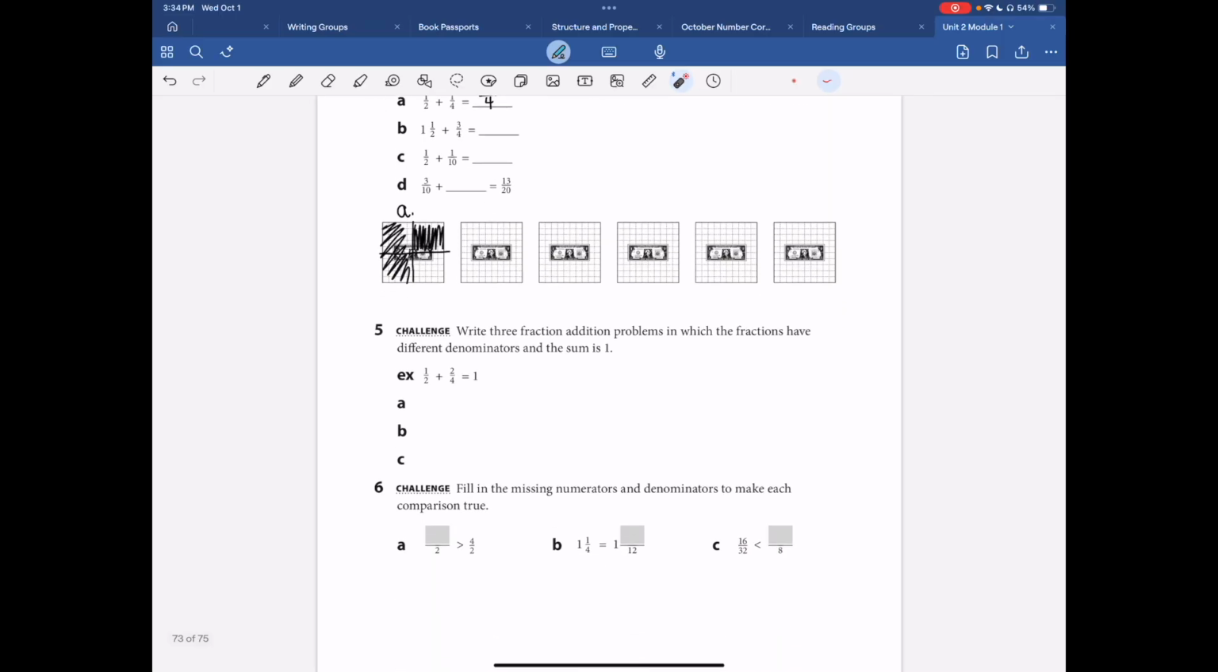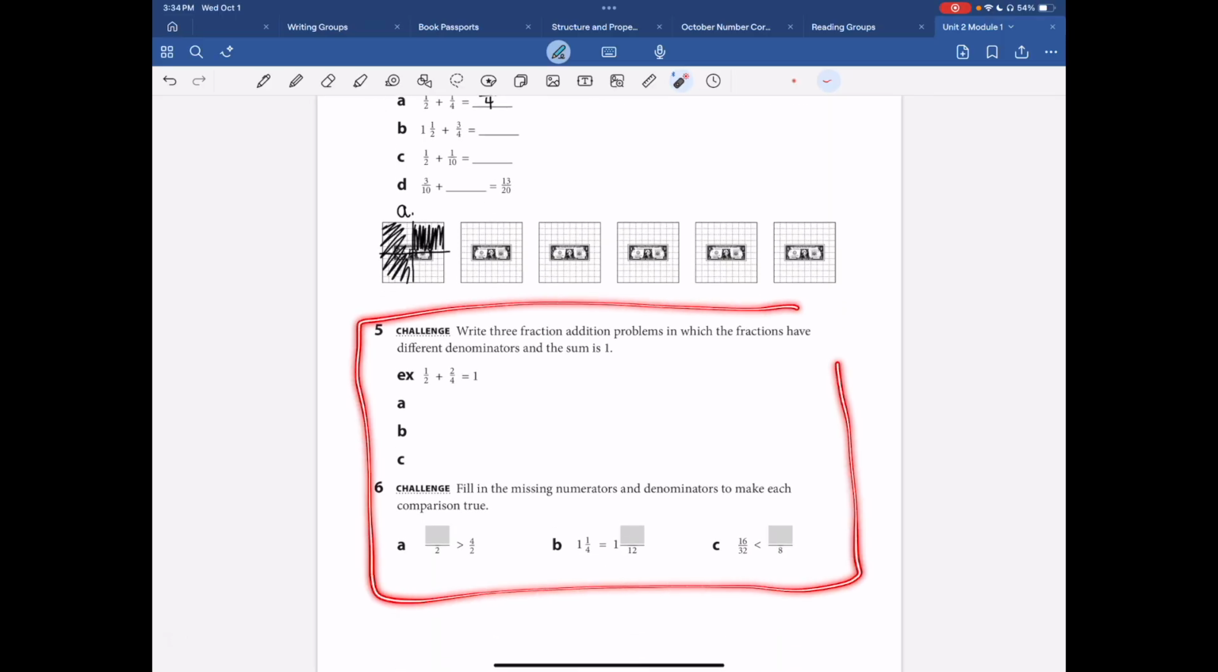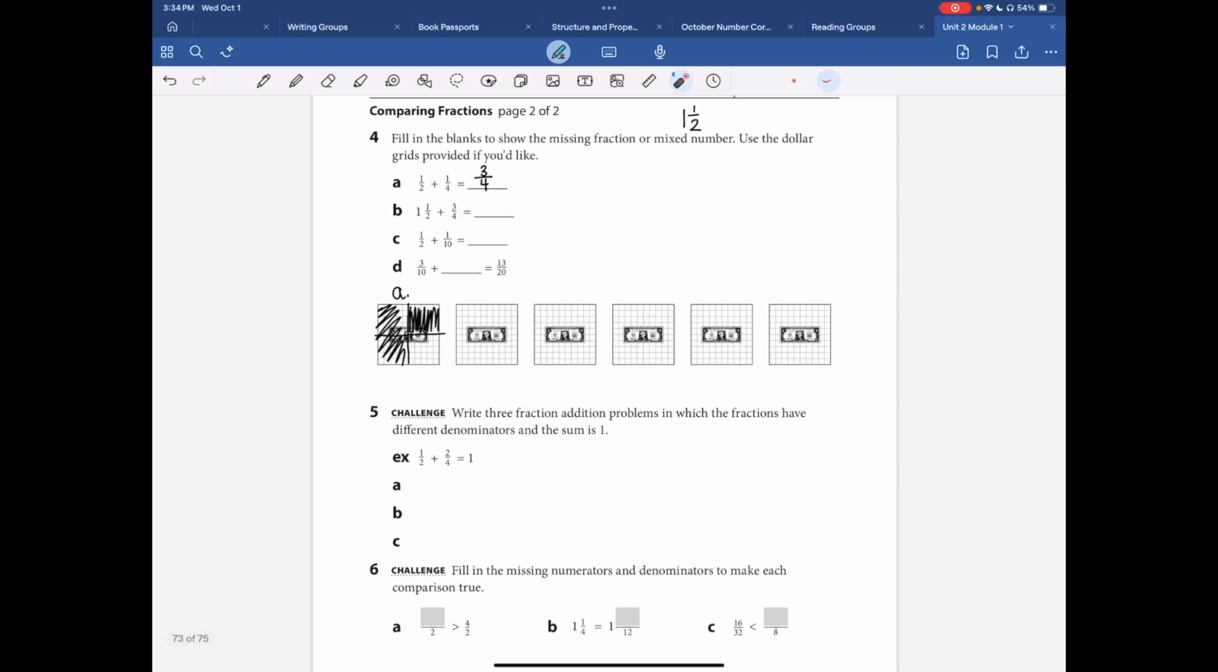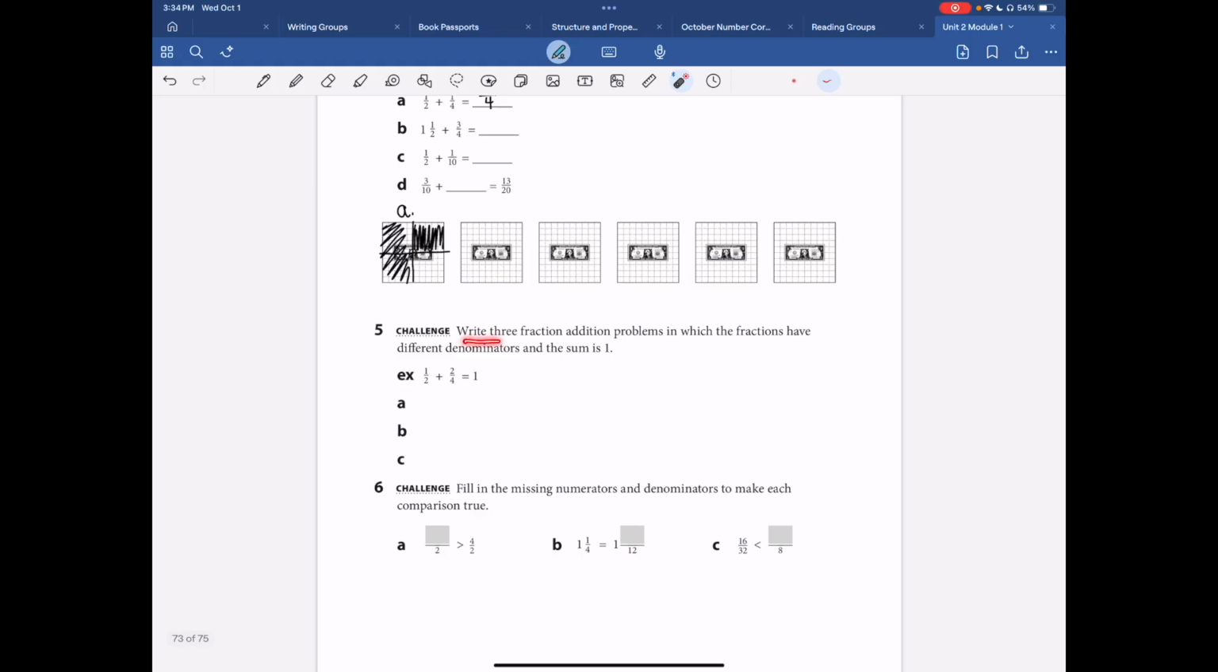All right. Our challenges are optional, but I encourage everyone to at least try the challenge. Number 5 says write 3 fraction addition problems in which the fractions have different denominators and the sum is 1. So we need 3 equations. In your equations, they have to have a different denominator, and your answer has to be 1, and they gave you an example. So if you can only do 1, that's fine. If you do all 3, that's cool.